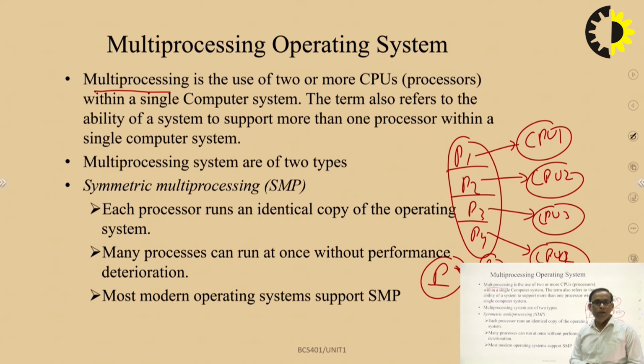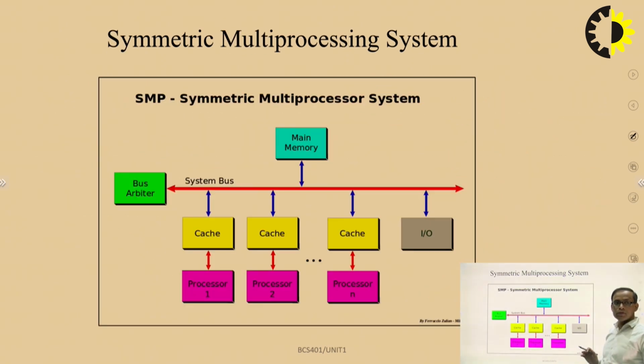In the case of a symmetric multiprocessing operating system, there will definitely be more than one processor, but all the processors are treated equally. It means their configuration will be the same, their capability or capacity will be the same, and each and every processor can run the tasks of the operating system. Each processor shares the same copy of the operating system in a symmetric multiprocessing environment. This is the basic diagram of a symmetric multiprocessing environment. There are more than one processor, processor 1, processor 2, processor 3, and they share a common memory.